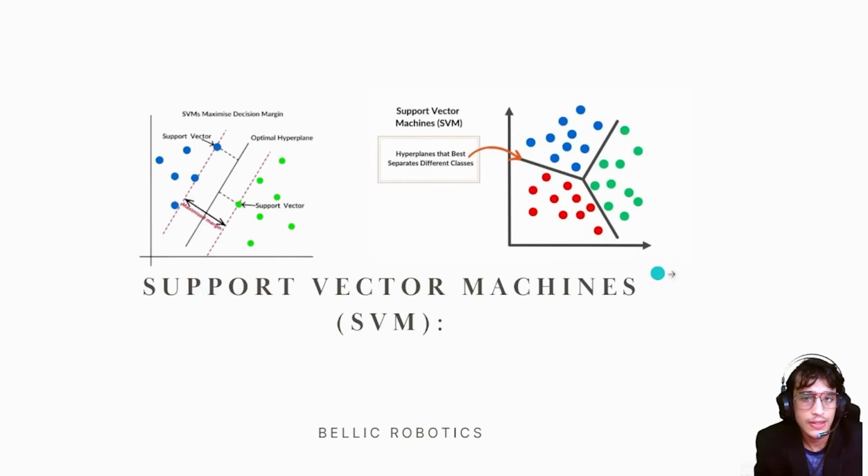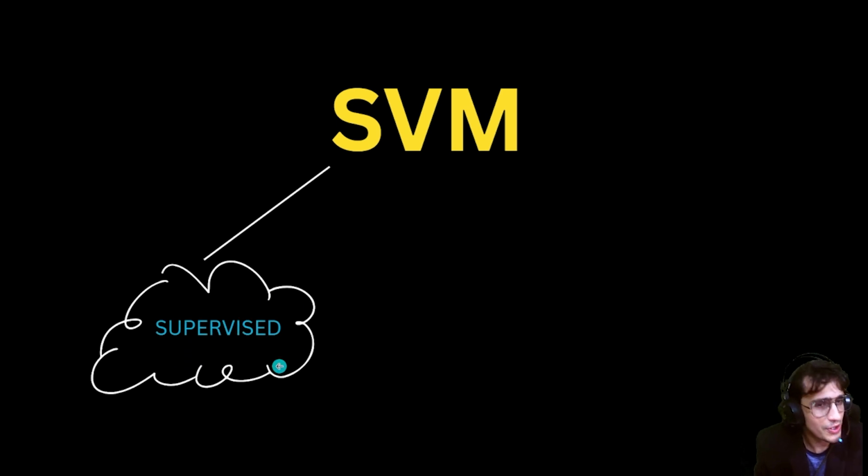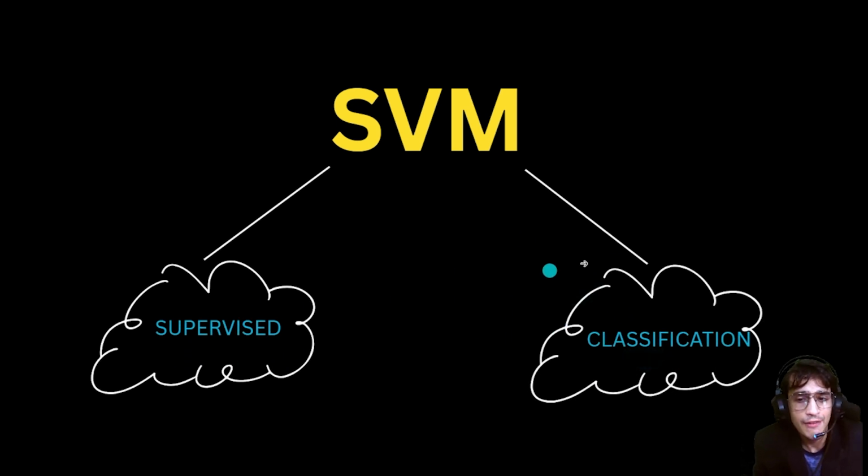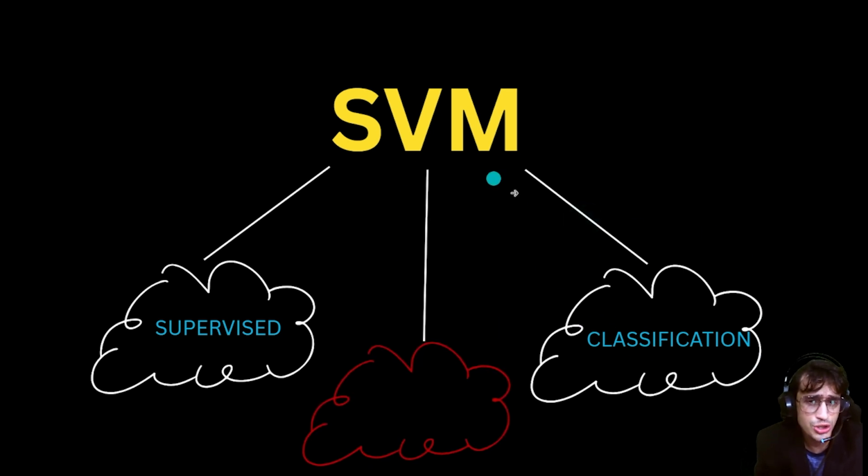Okay, so SVM. First of all, what is SVM? SVM is a type of supervised machine learning, and we use SVM for classification. But in some cases, we also use SVM for regression. So let's see how we can use SVM for classification and for regression.